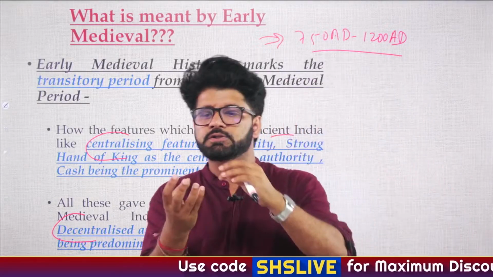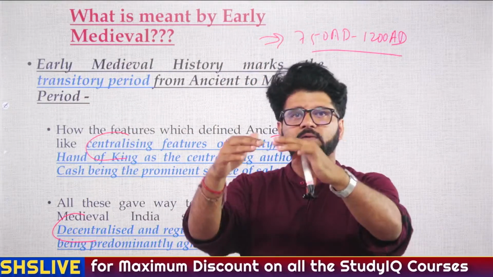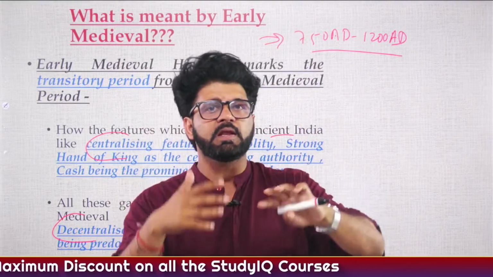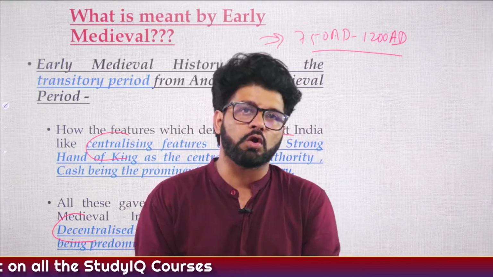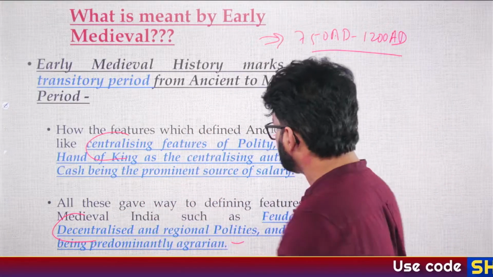And because of this, the king will become a little weaker compared to the ancient Indian rulers. And that will lead to more and more intermediaries between king and subjects and the rise of feudal lords. That is what will lead to feudalism. We'll talk about what is feudalism.